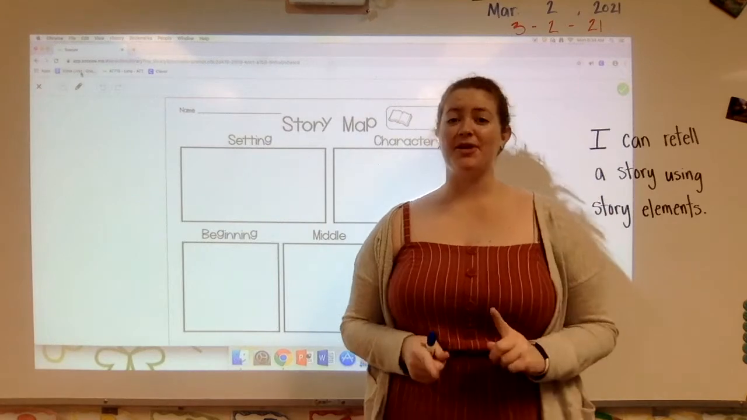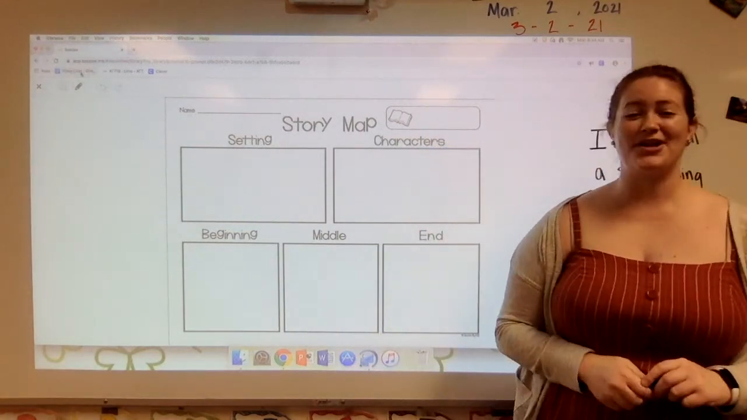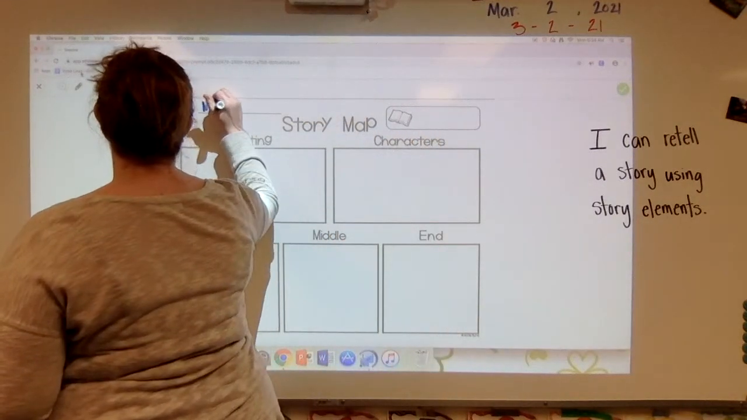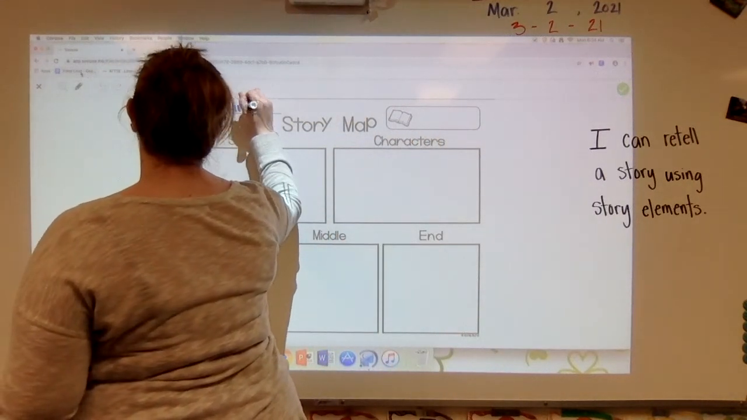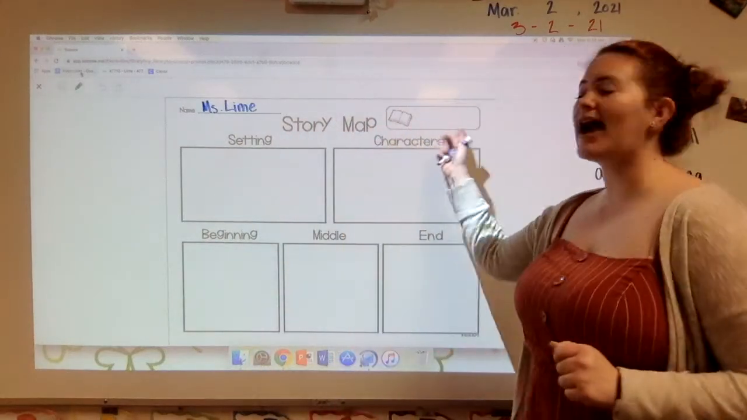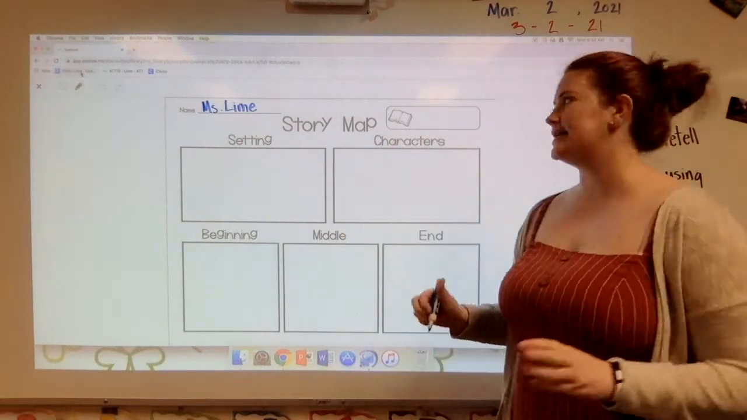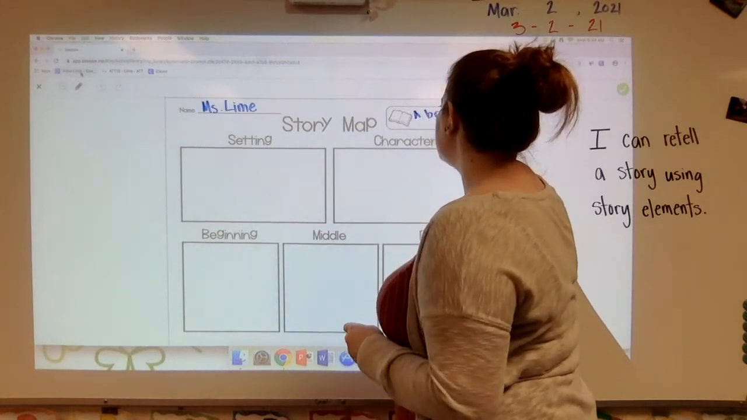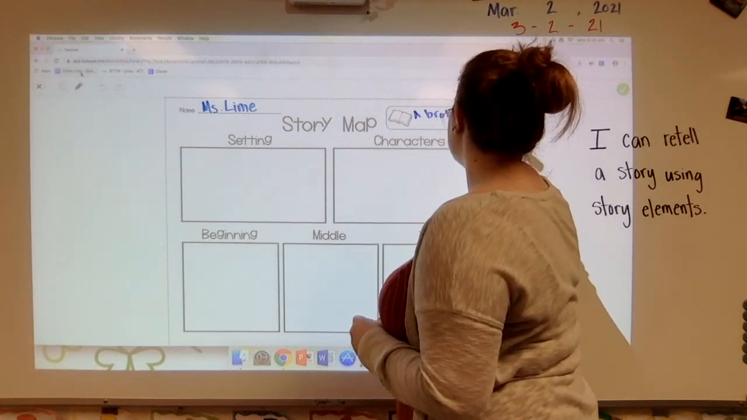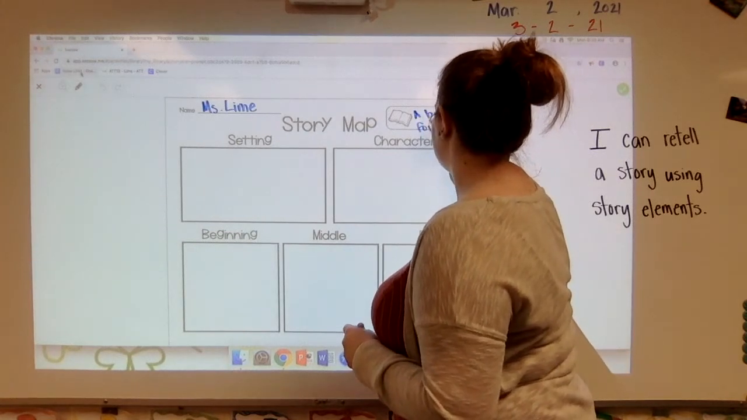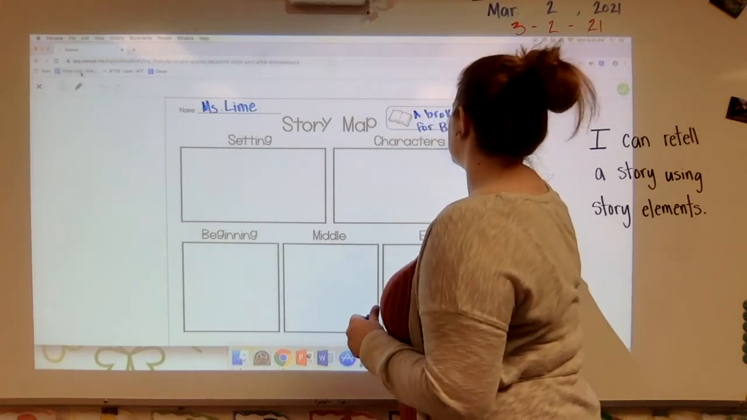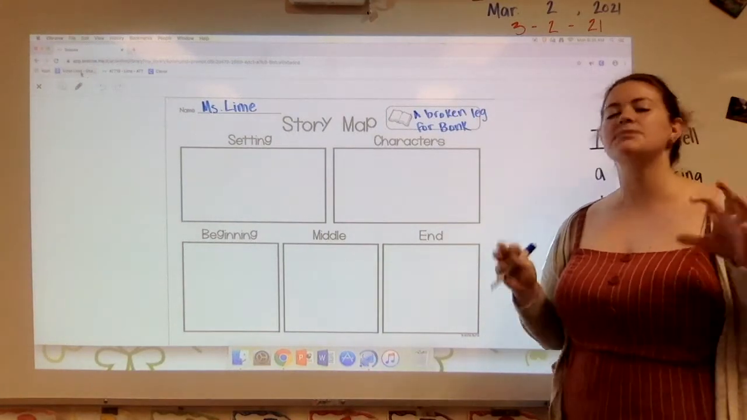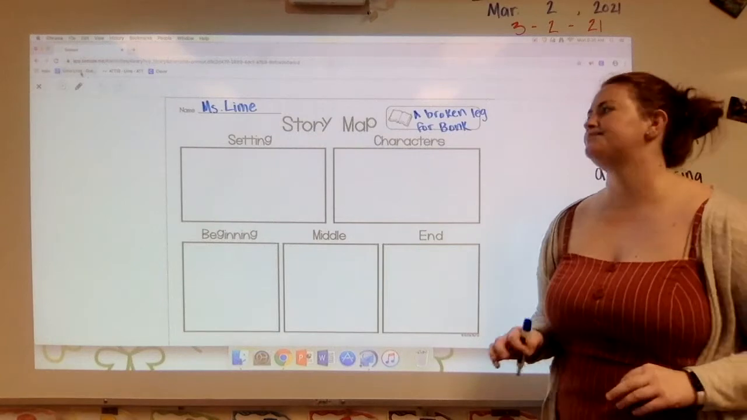Now, it should look familiar because we've done a graphic organizer like this before. The first thing I'm going to do, of course, is put my name, and then I'm going to put the name of the story that I read right here. That way I don't forget what story it is. And my story was A Broken Leg for Bonk. Now, I know that that is a long title, and it kind of had to go on the outside of that box, but it's okay. It still fits a little bit.